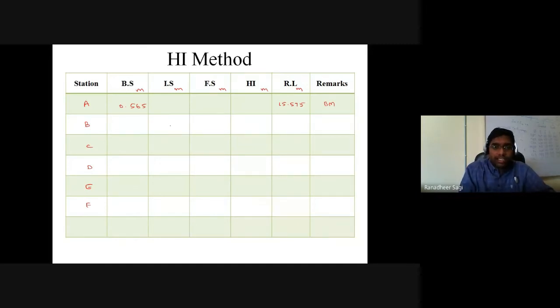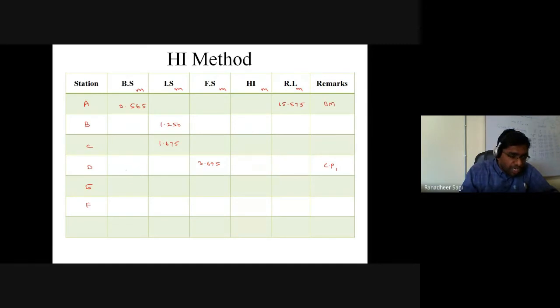And it is said that after the 4th and 7th reading, there is a shift in instrument station. It means that the 2nd and 3rd readings come under your intermediate sight data. So 1.250 is the 2nd reading, and 1.675 is my 3rd reading. And the 4th reading is 3.695, which comes under your foresight. This is your change point 1.